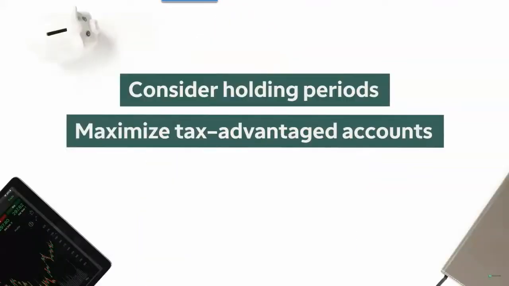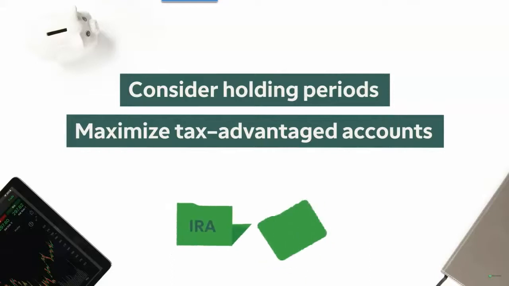Second, consider maximizing your tax-advantaged accounts, like retirement and education accounts. Depending on the type of account, you may be able to buy and sell investments without being subject to capital gains taxes. Reducing your tax burden could potentially help your portfolio grow faster.